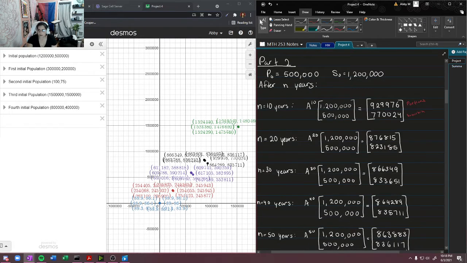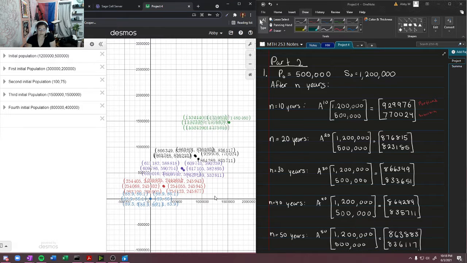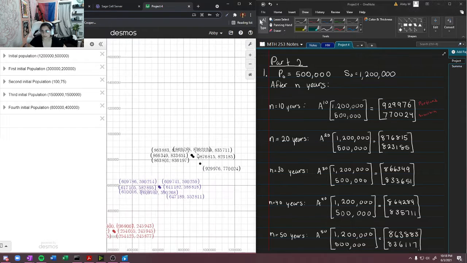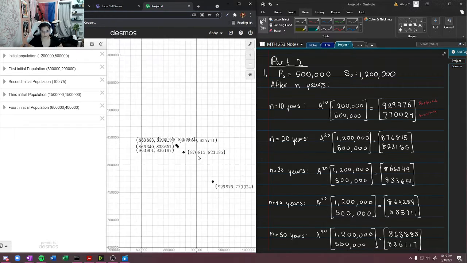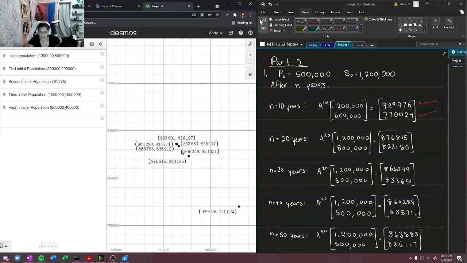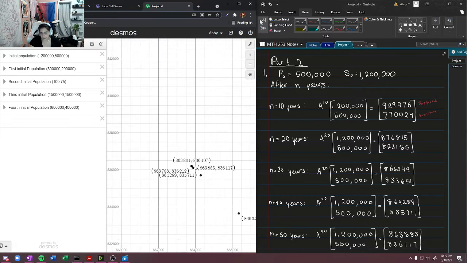So in part 2, we just wanted to show what this looks like with the graph. My numbers are wrong, but we can still see the same sort of trend. These black dots are the numbers that we were given for the initial population, and we can see after that first 10 years there's a big jump, right? And then those jumps start to get smaller and smaller the more years we go up.